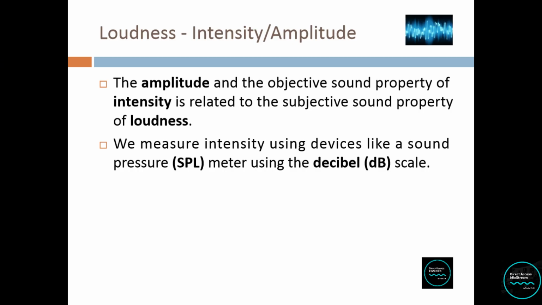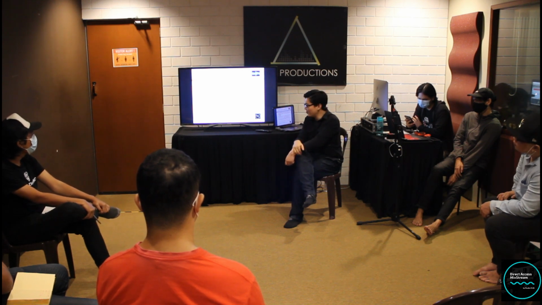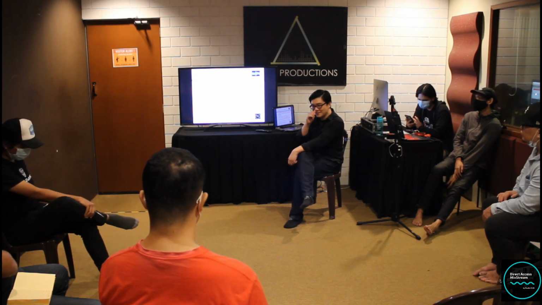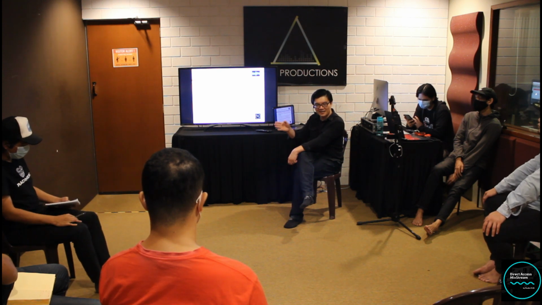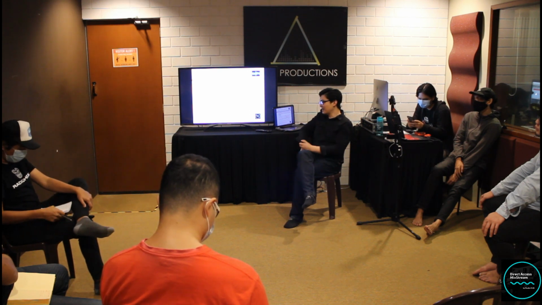We can measure the intensity of sound using devices like, for example, an SPL meter, sound pressure level meter, using the decibel scale. Nowadays you even have an SPL meter app on your phone already. It's very easy. Everyone can have an SPL meter in their hands. I love doing that, going anywhere, I want to see what's the SPL of the room or the place that I'm in. You sit in a car, you sit in the MRT, you switch it on. Oh, interesting. So that's the SPL level inside the MRT.